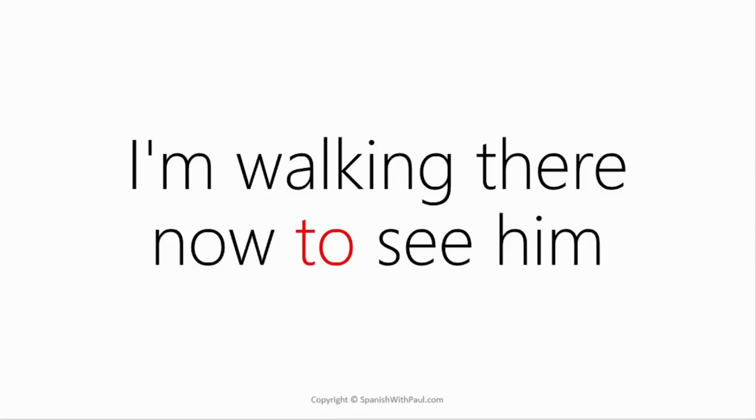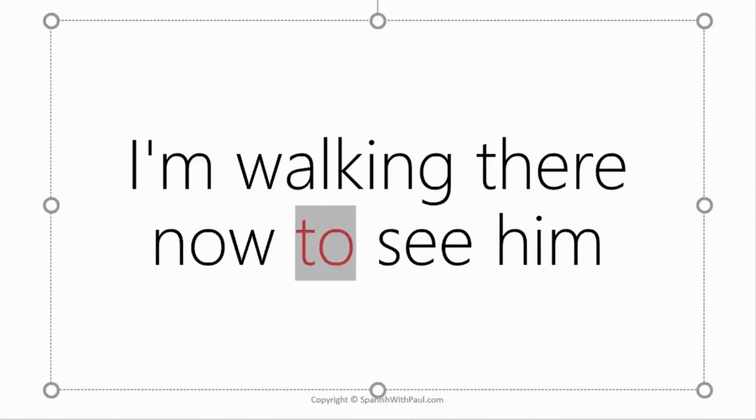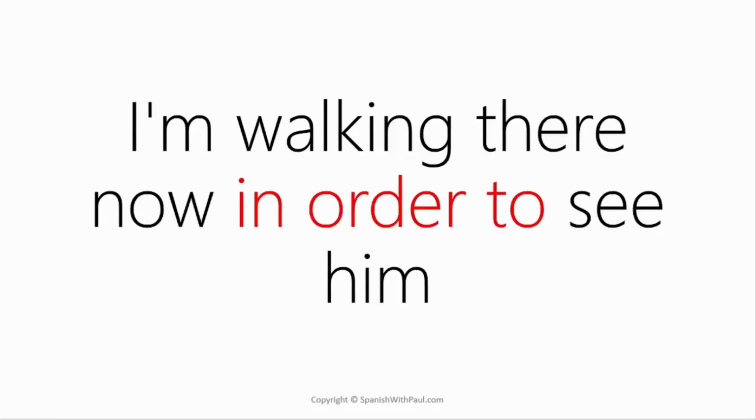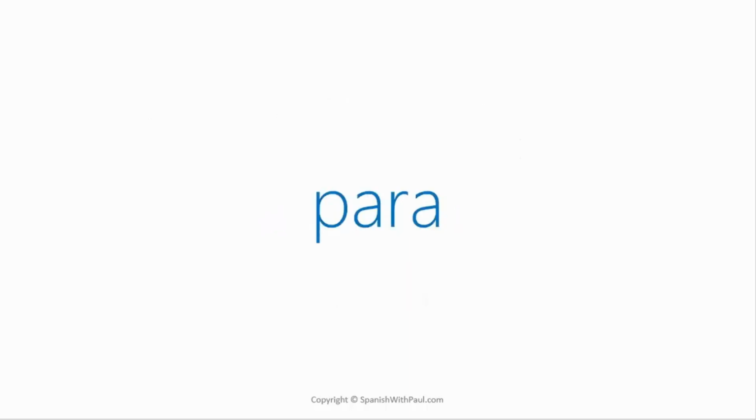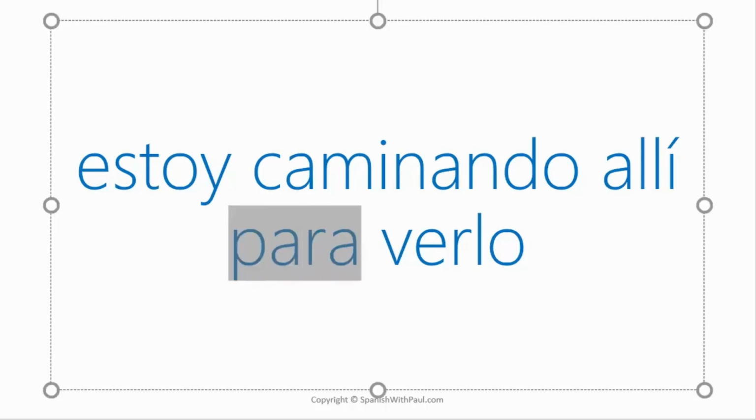Because in English we could also say, I'm walking there now in order to see him. The point is that this to could also imply in order to. So either way, I'm walking there now to see him or I'm walking there now in order to see him. Now whenever this happens, whenever this to could imply in order to, Spanish will use para. So the translation of this would be, estoy caminando allí para verlo. Literally, I'm walking there in order to see him. Let's look at another example.